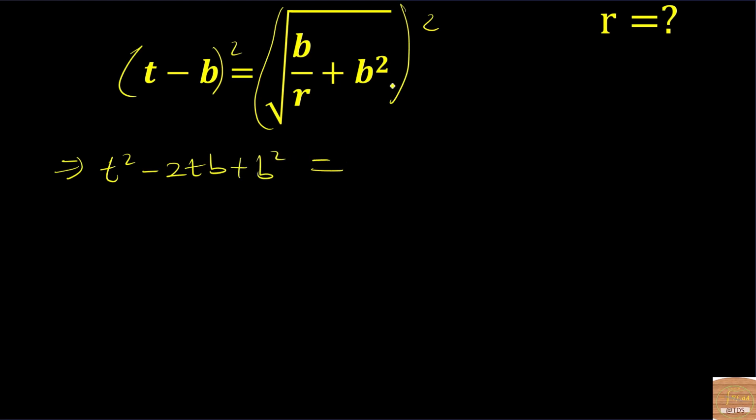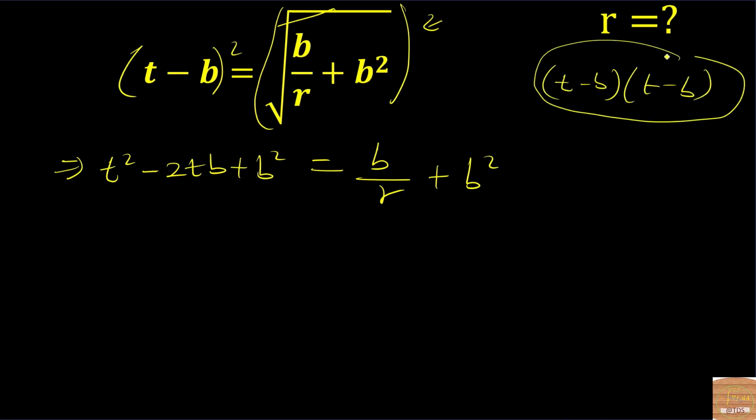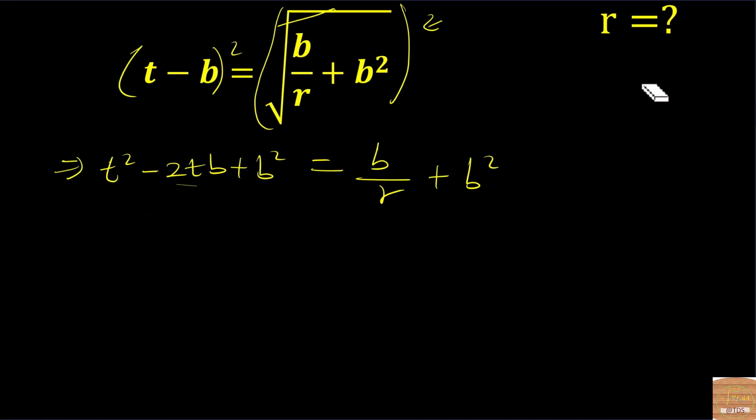now this one will cancel. So I will leave it b on r plus b squared. Now you can double this one like this and expand it, you get the same thing. So this one is the same as that. So when you go to the expansion, you get something like this. Okay, so let's look at the left hand side and the right hand side. So we have plus b squared, plus b squared.